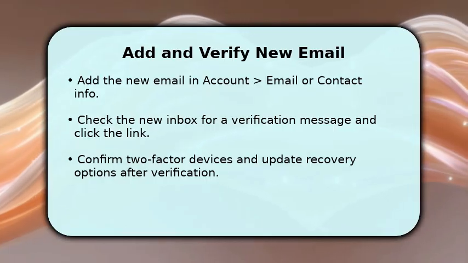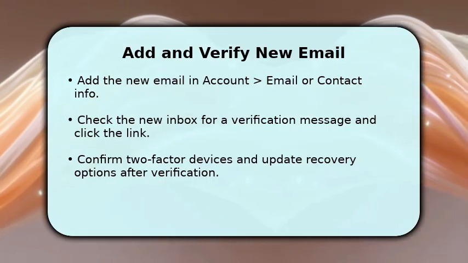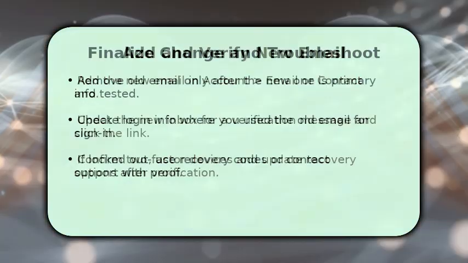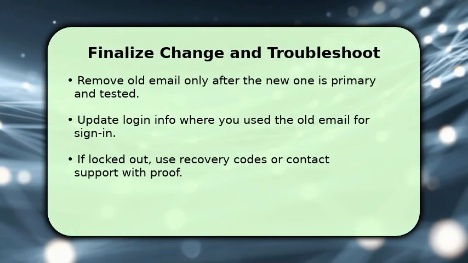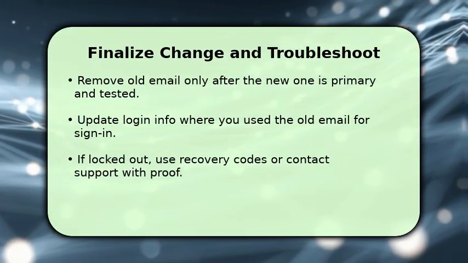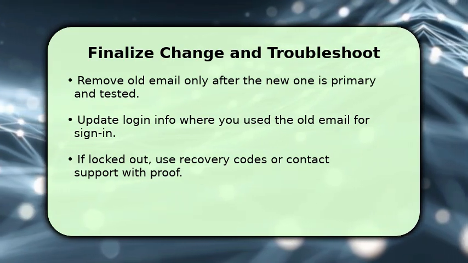Make sure two-factor authentication still points to a valid device or code generator to avoid losing access. Finish by confirming the new address is marked primary and then test signing out and back in using the updated email. After successful login, update any linked apps, subscriptions, or contact lists that use the old address.